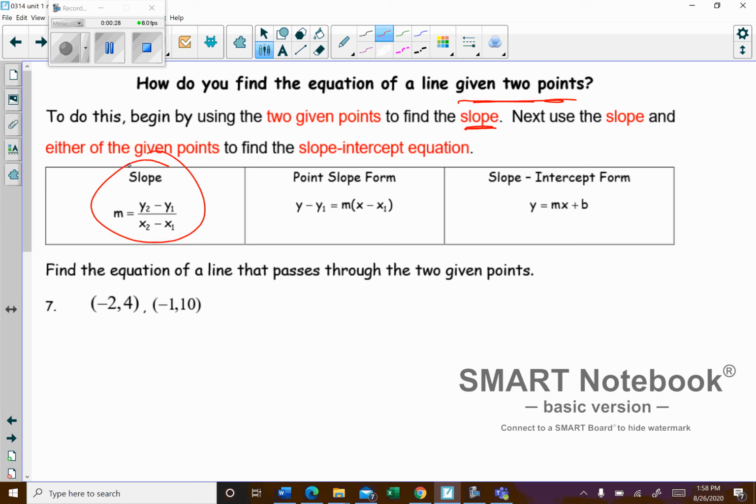Then next, we'll use the slope and either of the given points. It doesn't matter which one you pick, okay? And then use the slope-intercept form equation, which hopefully you're making the connection between slope and point slope. Those formulas actually are the same, just manipulated. And then from there, we want to go ahead and put it in slope-intercept form, our preferred form. Okay, so we're going to start out with some that aren't too bad, and then eventually we'll get into some of those fraction ones that can get a little messy.